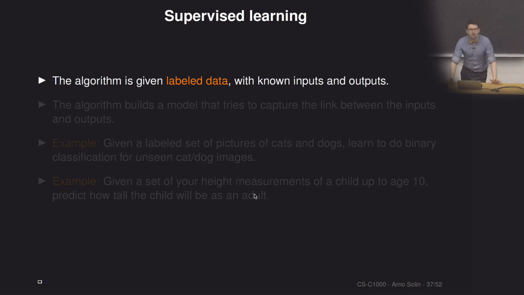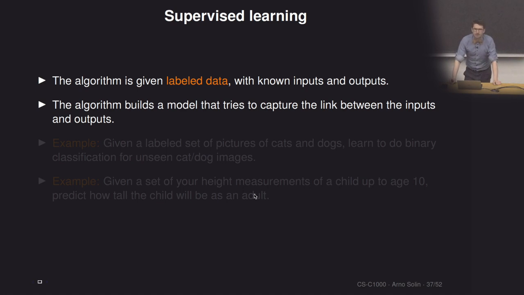So, typically supervised learning is concerned with labeled data, with known inputs and outputs. And the goal is to train a model that could then take in inputs and predict outputs. It could do that for regression, to describe the relationship between inputs and outputs, or classification, like the dog-cat example I had. So the algorithm here builds or trains the model to capture the link between the inputs and outputs. It supervises the model.